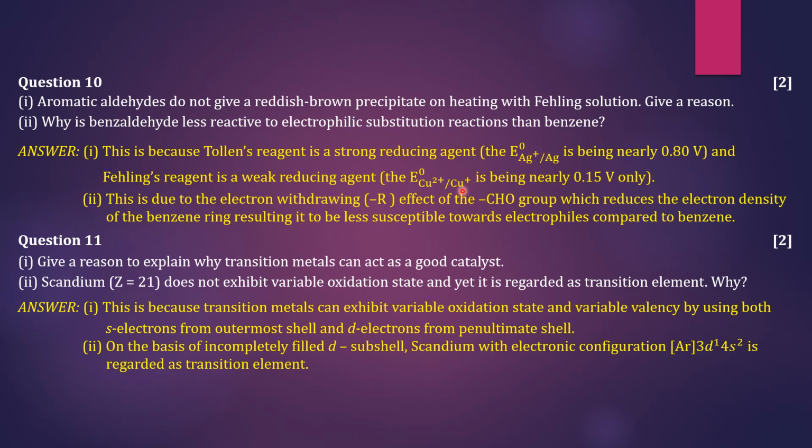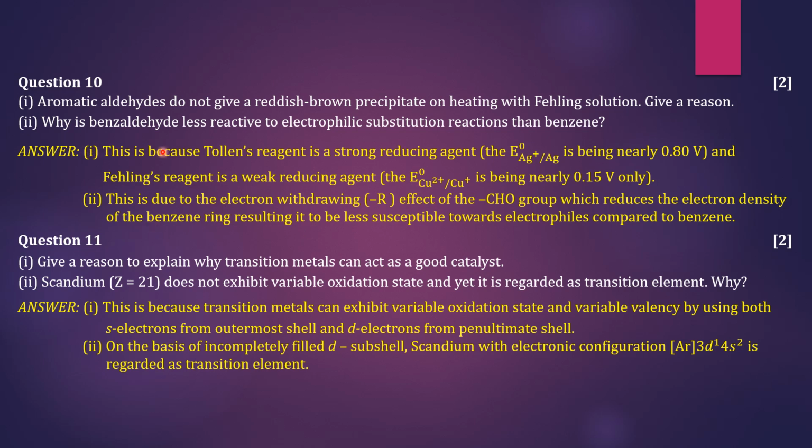Now aromatic aldehydes are difficult to oxidize because of the partial double bond character between the aldehydic carbon and the benzene carbon. So Tollens reagent, being a strong oxidizing agent, can oxidize the aromatic aldehyde and itself get reduced to give you the silver mirror. But Fehling's solution, being a relatively weak oxidizing agent, cannot oxidize the aromatic aldehyde, so you don't get the red precipitate.